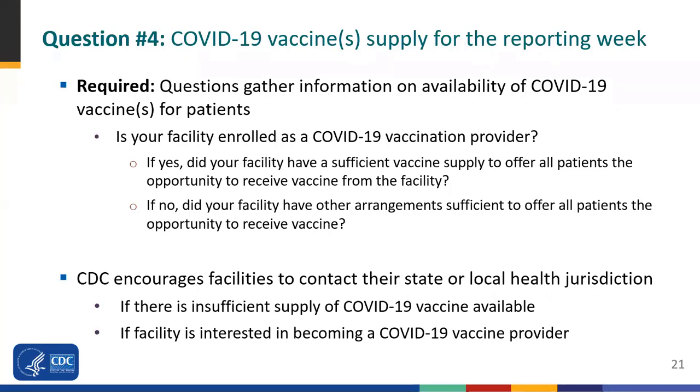If the facility is not enrolled as a COVID-19 vaccination provider, indicate if the facility has made other arrangements for patients to receive vaccine. For example, the facility may have a referral system in place for patients to receive COVID-19 vaccination at a health department or pharmacy. Also, CDC encourages facilities to contact their state or local health jurisdiction if there is insufficient supply of COVID-19 vaccine, and if the facility would like to become a COVID-19 vaccine provider.